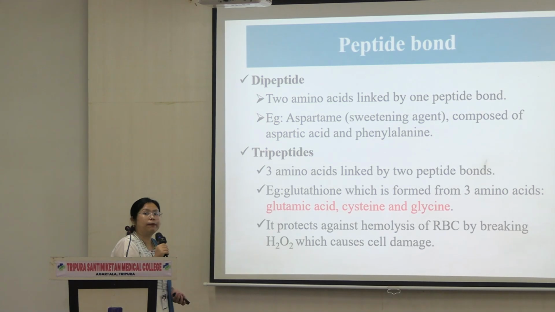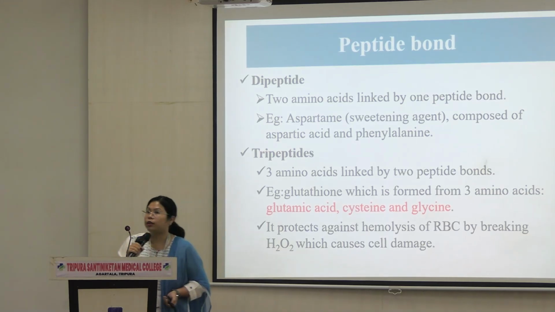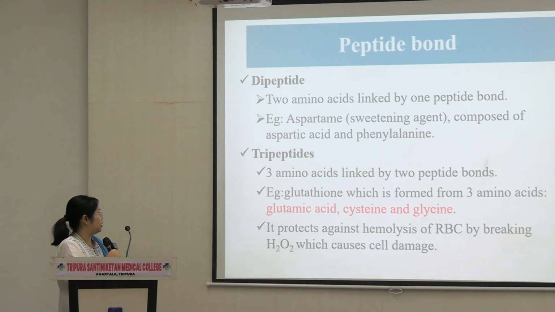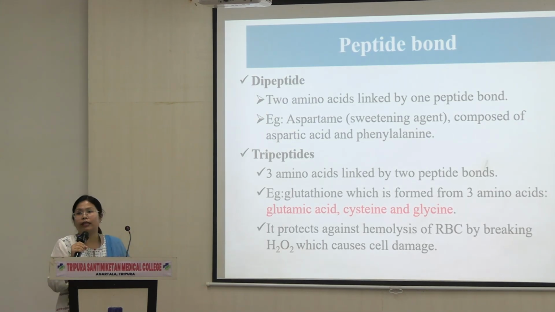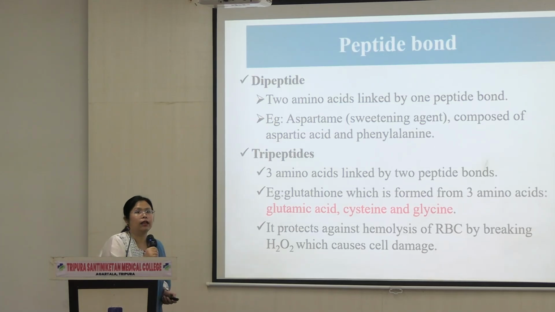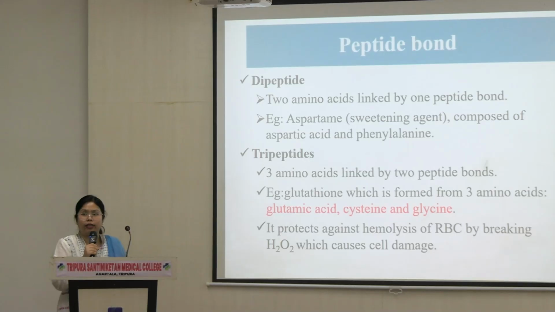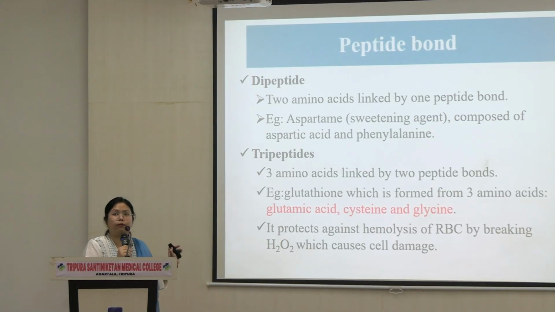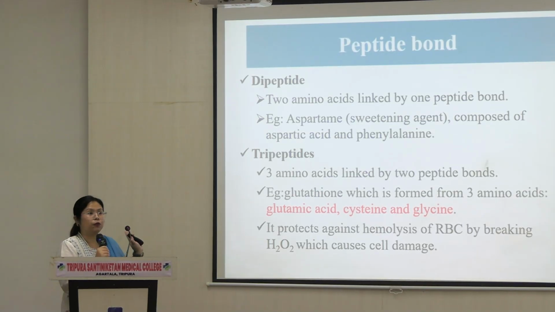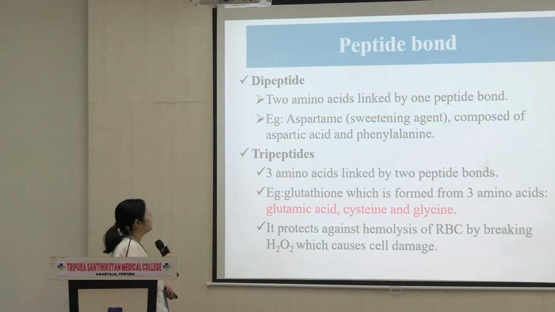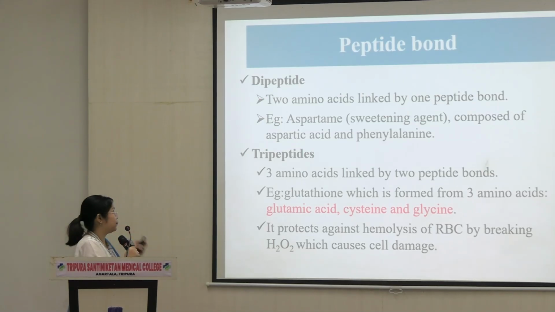Then we have something called tripeptide, meaning three amino acids joined together by two peptide bonds, like the peptide called glutathione. Glutathione is made up of glutamic acid, cysteine and glycine. Very, very important compound. You will read about it later on, so I'm not going to details of what it does, but it is very important. Remember, it has three amino acids. Very common question in Viva. What is it? What is glutathione made up of? It is made up of glycine, glutamic acid and cysteine. It has an antioxidant property.